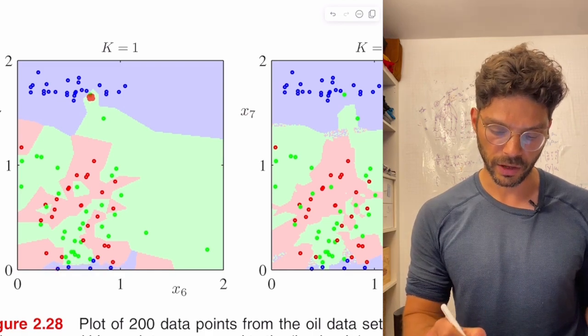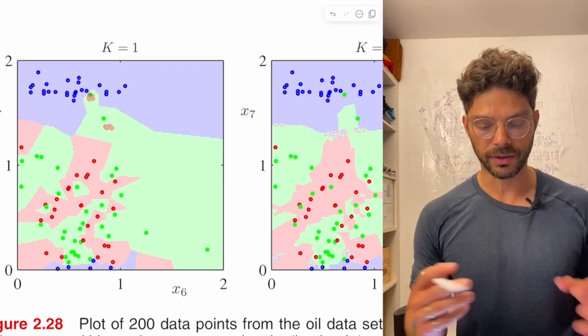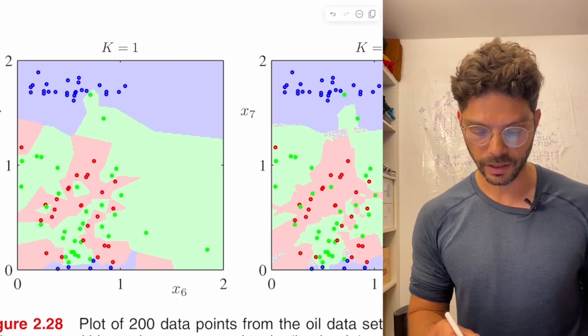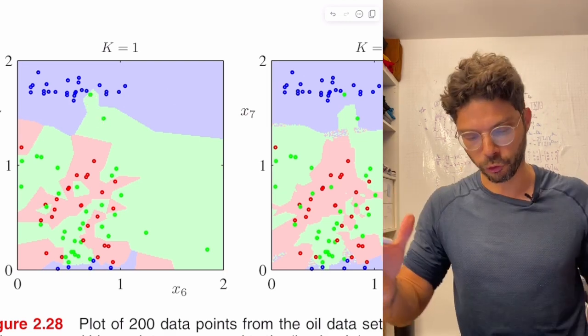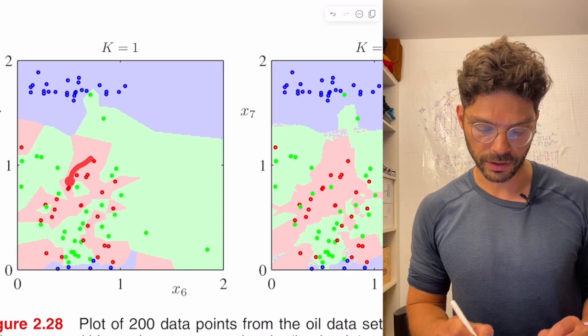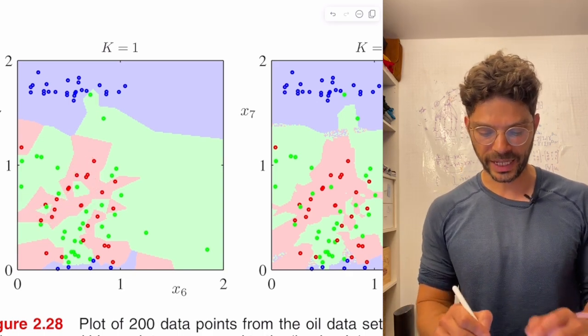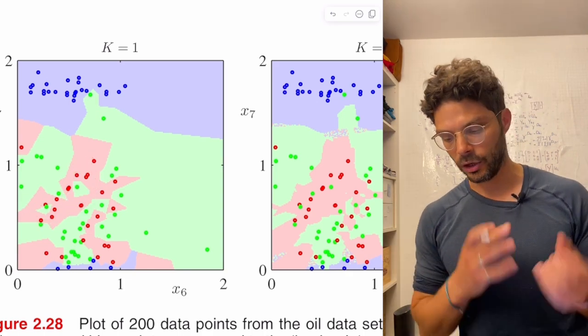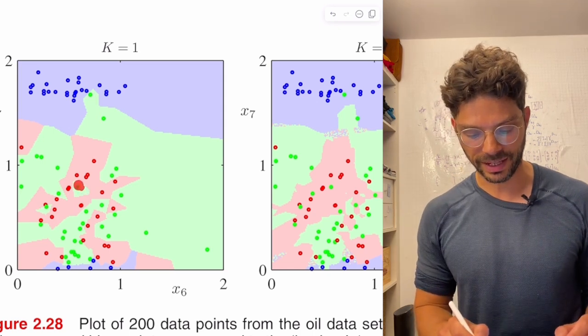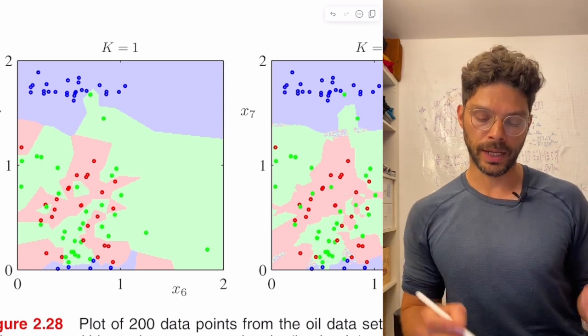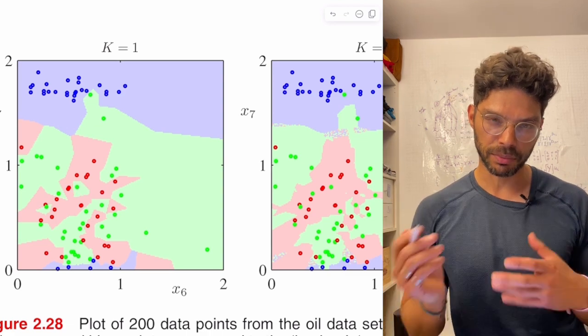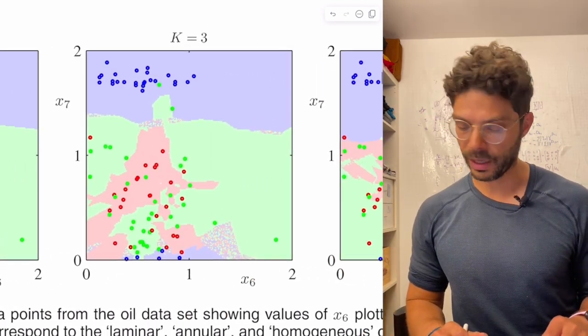But then over here, you've got this island of green, this peninsula of green actually, controlling a little area. And then you've got these little bits of red happening. But you can see there's perhaps a lot of noise there. Is it really the case that the data has a little island of green there? Probably not. So here's what it looks like when k is equal to 3.